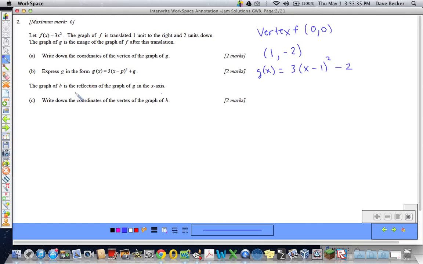The graph of h is the reflection of the graph of g in the x-axis. Write down the coordinates of the vertex of the graph of h. Hopefully you can see right away that that is going to be simply 1, positive 2. And if you don't, graph the vertex of g. The vertex of g is at 1, negative 2. It's right here. If I reflect that in the x-axis, it's going to be the exact same distance from the x-axis, but above. And clearly, that would have coordinates 1, 2.